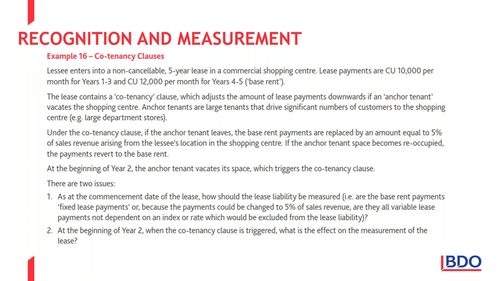The one issue is, as at the commencement date of the lease, how should the lease liability be measured? Are the base rent payments the fixed lease payments, or because the payments could change to 5% of sales revenue, which are variable, should we argue that all these payments are variable lease payments, and therefore excluded from the lease liability? So you could either have a lease liability in your books, or you could have nothing due to this co-tenancy clause.